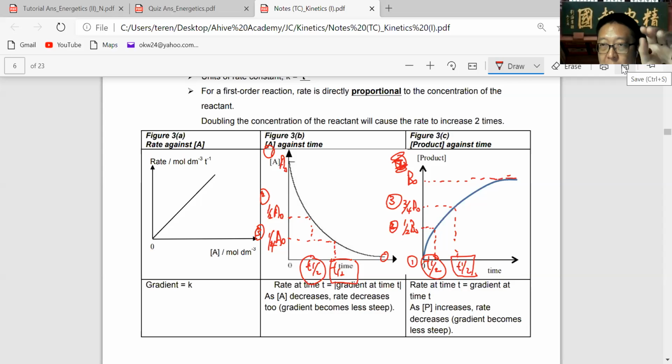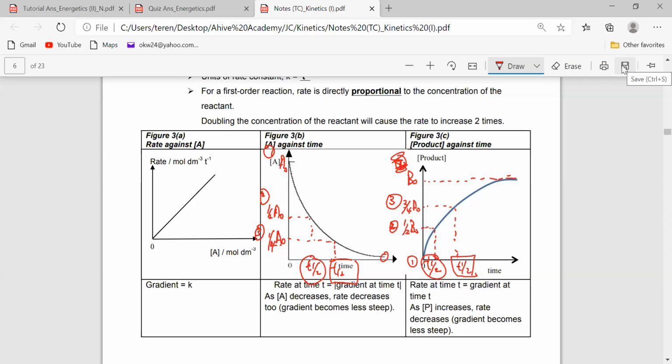And I need you all to understand the product one: how the half-life is built up for the product.